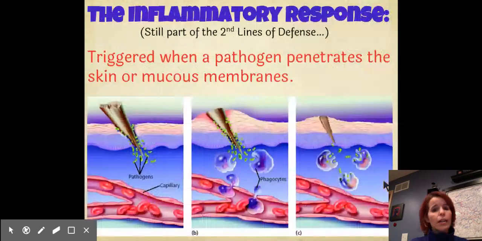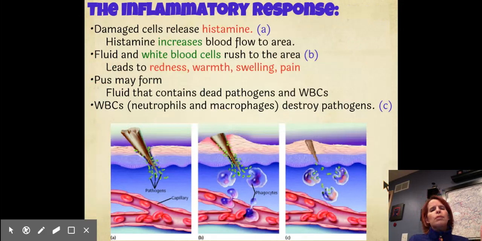All right, another part of the second line of defense is often referred to as the inflammatory response. The inflammatory response occurs when a pathogen penetrates through the skin or the mucous membranes. In the diagram below, you're looking at a splinter, for example. So you get something that pushes through the skin. The skin cells, the epidermal cells, rip open when you get a splinter or a cut or you skin your knee or whatever. And when they rip open, they release a chemical called histamine.